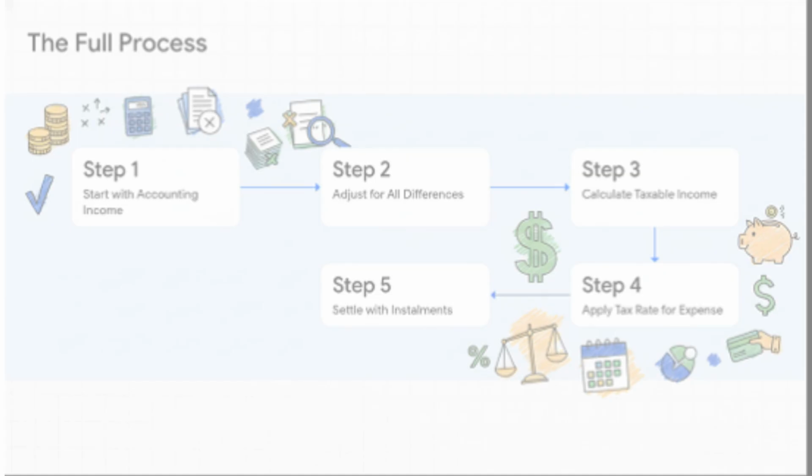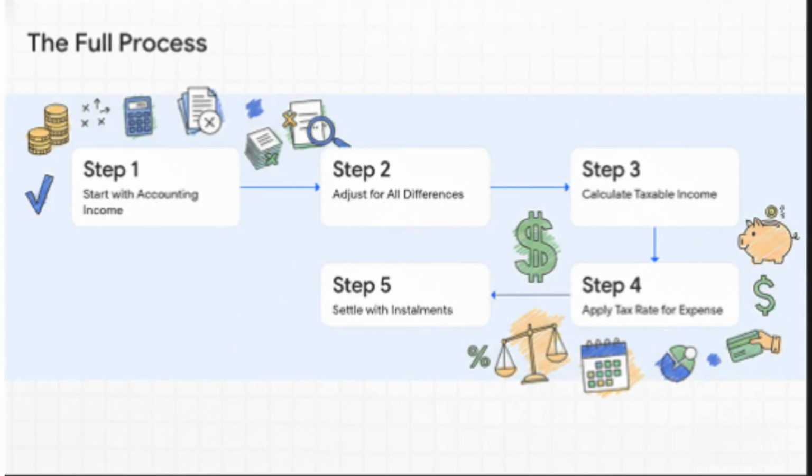So let's just do a quick flyby of the whole process one more time. You start with your accounting income. You adjust it for both permanent and temporary differences to get to your taxable income. You hit that with a tax rate to find your tax expense. And finally, you settle up that amount against any installments you've already paid. That is the A to Z of current income tax.